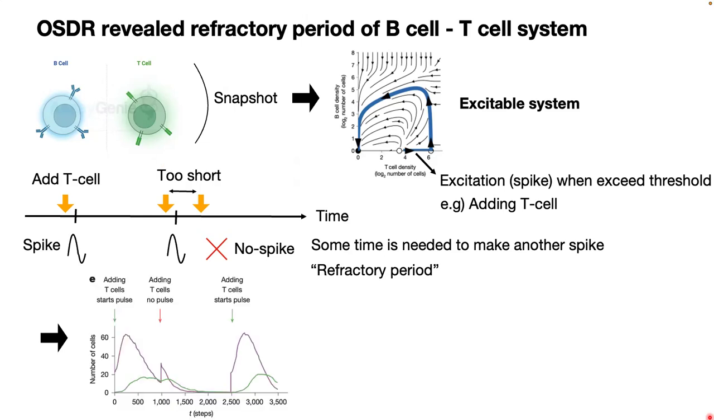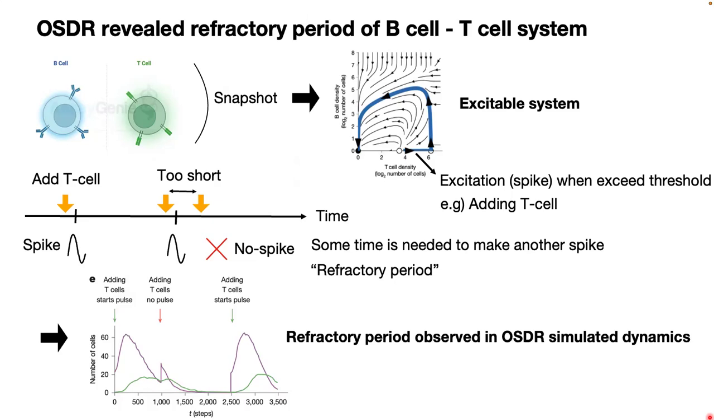They also tested this phenomenon in their model, and you can see here, adding T cell immediately cannot make another spike. So this again demonstrates that this OSDR has also reproduced the refractory period.